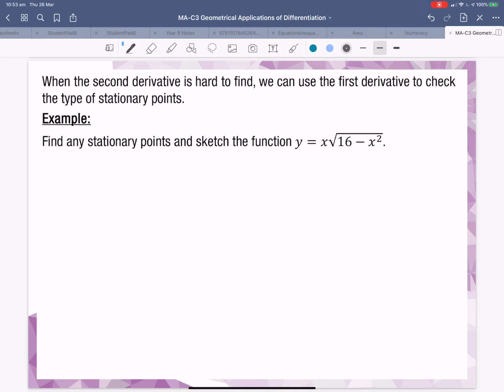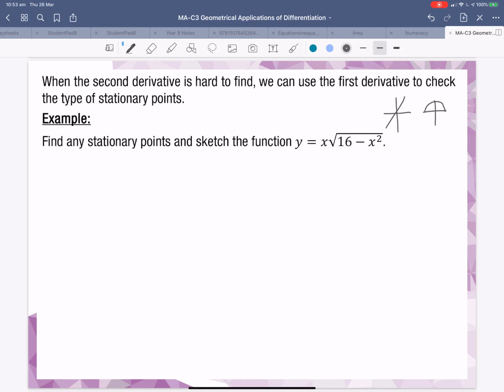Alright, here's our last graph for the day. It is y equals x root 16 minus x squared. Once again, you aren't expected to know what this looks like. y equals x and y equals root 16 minus x squared, we know what they look like individually. Now we're going to see what it's like when we multiply them.